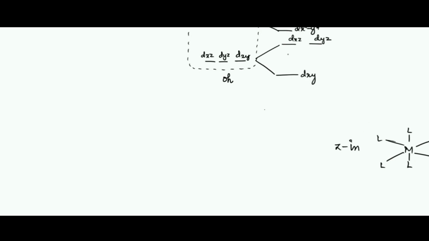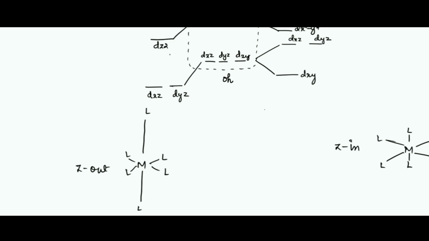So this is how Z in looks. What if it is Z out? Z out means the ligand along the Z axis goes far away from the metal. So the interactions of the Z components along the Z direction decrease. When interaction decreases, their energy decreases. So whose energy decreases? The ones with Z components. The energy of dz square decreases, and to compensate for this, the energy of the XY components increases, like this.